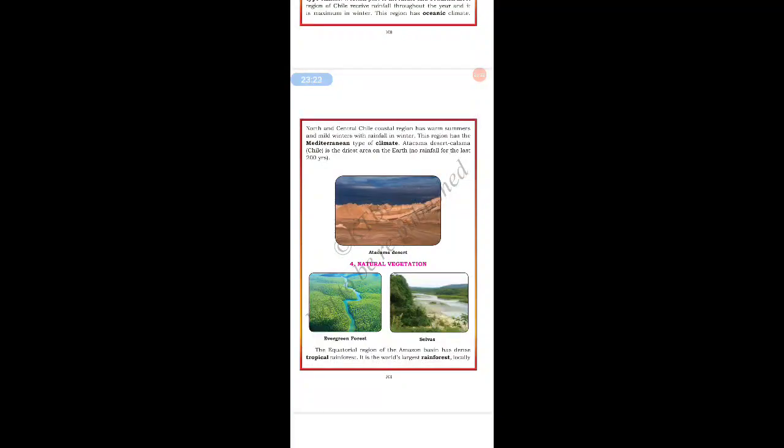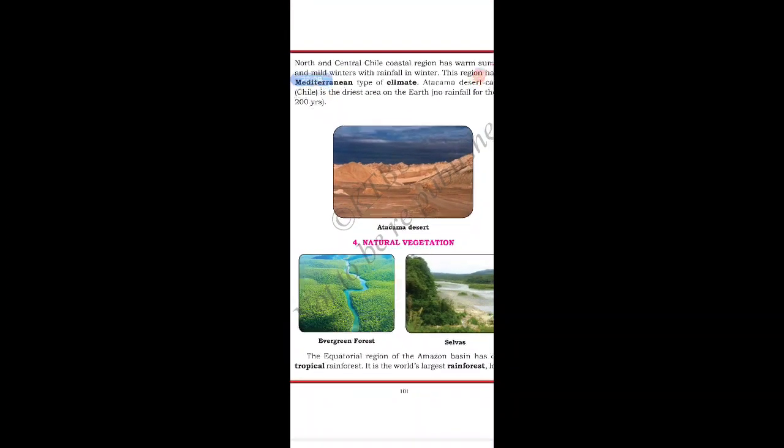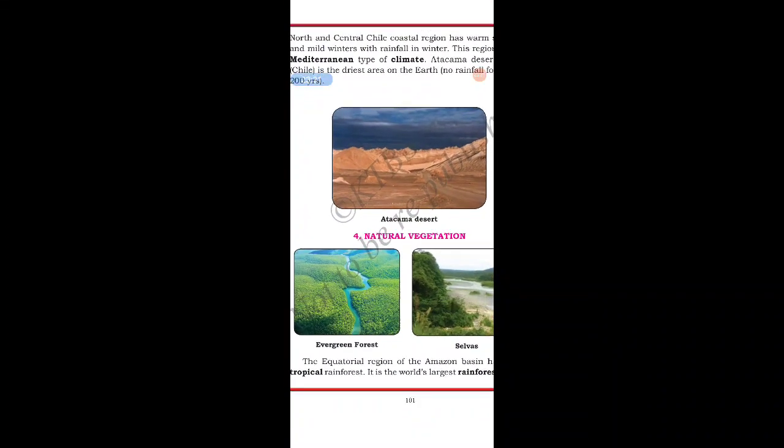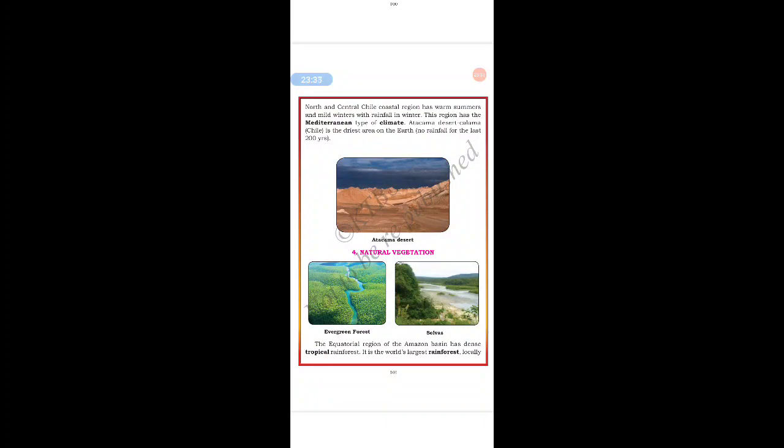Okay, natural vegetation, students. You can see these are the differences among regions in South America. Here evergreen forest is there, selvas is there, how beautiful it is. The equatorial regions of the Amazon basin have dense tropical rainforest. Where does it lie? That is the Amazon basin. It is the world's largest rainforest.